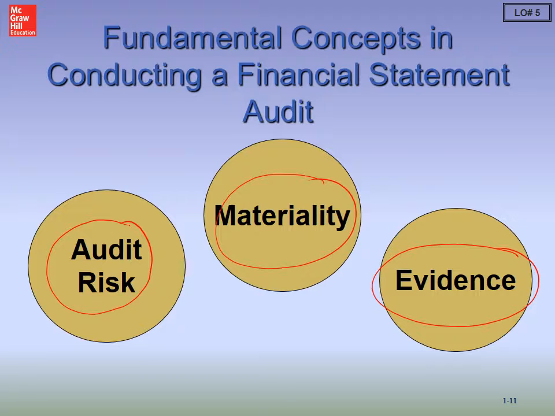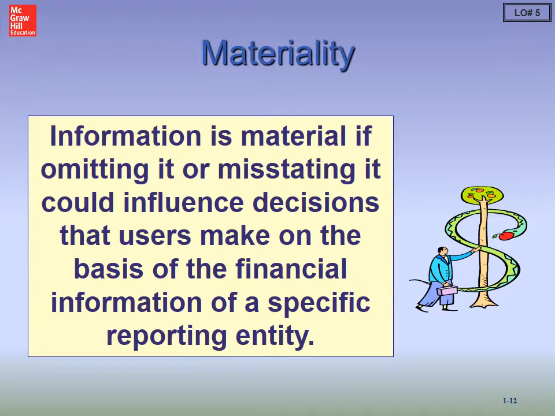And when we think of users, we're thinking investors, creditors, those that are going to be these absentee owners that we need to consider. So three very important areas here, and let's go ahead and dig into some of these. Again, looking at materiality, you can see that if information is material, if it could influence this decision maker.